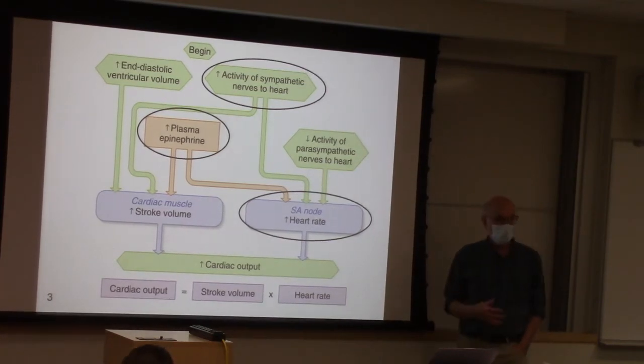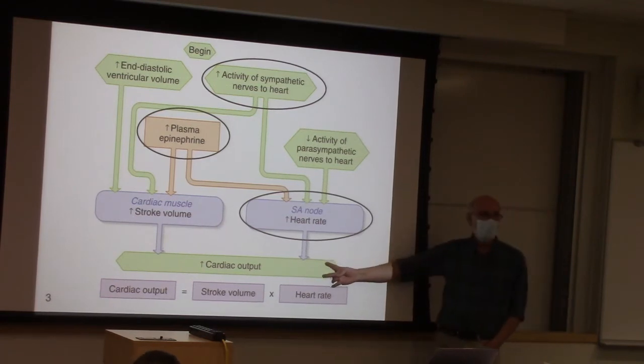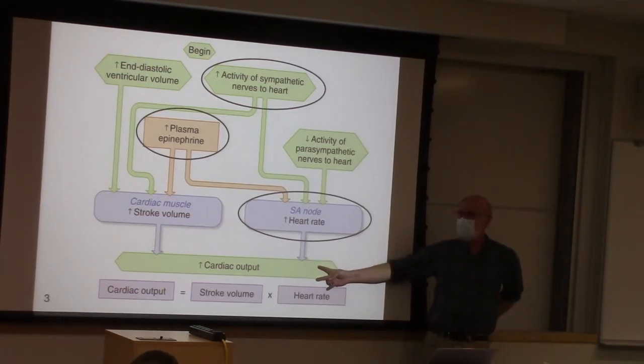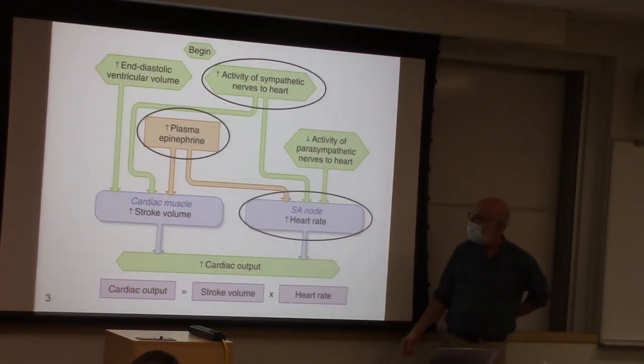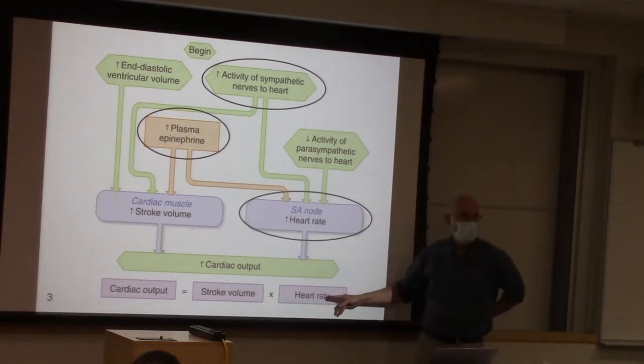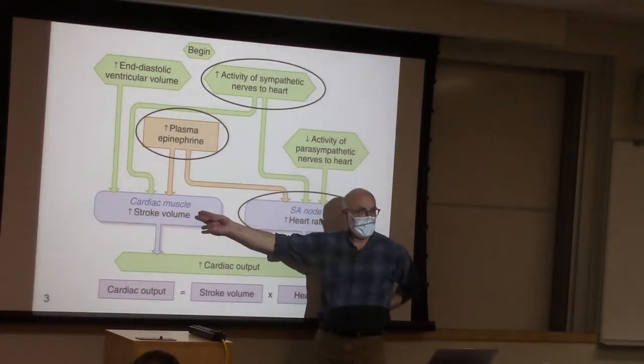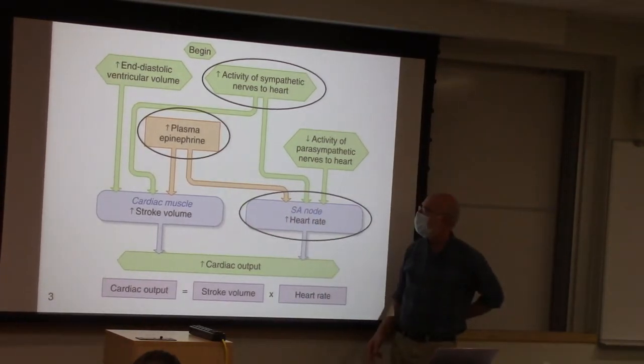So here's a flow chart figure from your textbook. The endpoint here that we're trying to understand is cardiac output. Cardiac output is stroke volume times heart rate. So heart rate and stroke volume are the inputs to cardiac output.